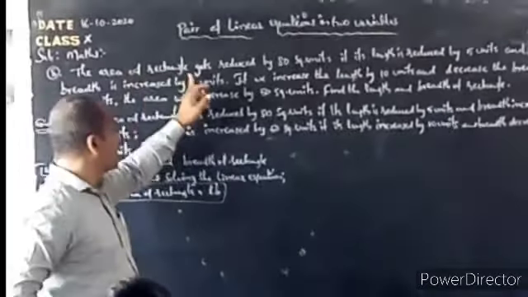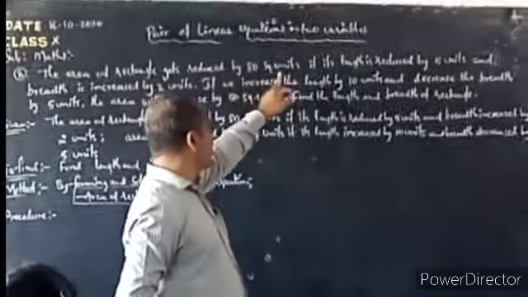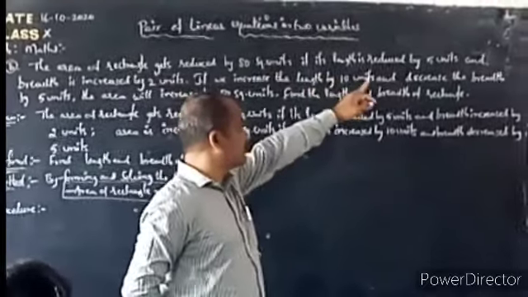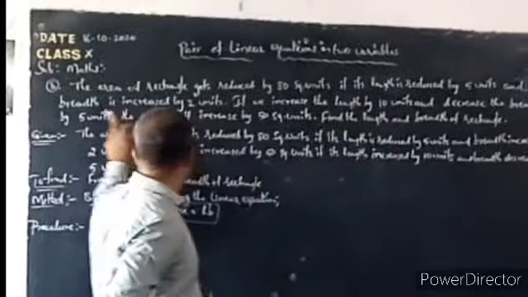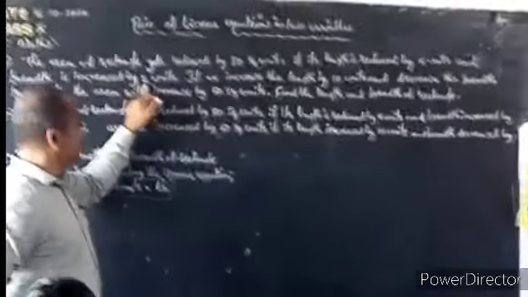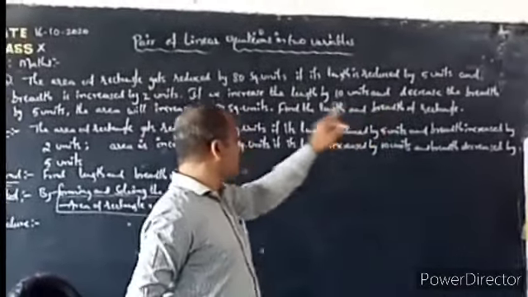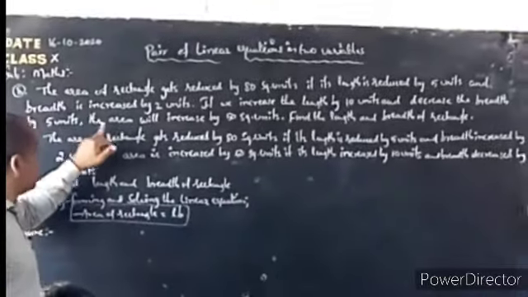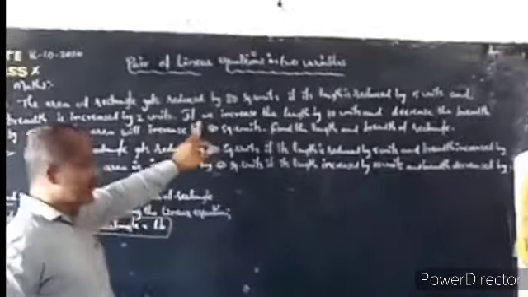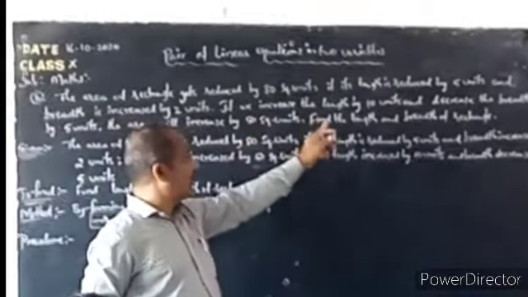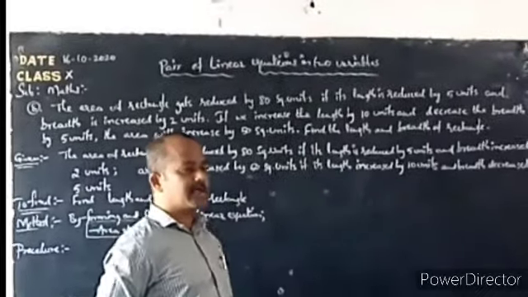The area of the rectangle gets reduced by 80 square units if its length is reduced by 5 units and breadth is increased by 2 units. If we increase the length by 10 units and decrease the breadth by 5 units, the area will be increased by 50 square units. Find the length and the breadth of the rectangle.